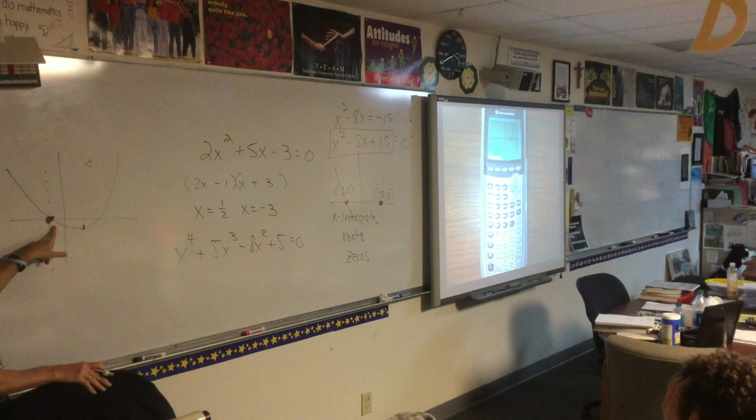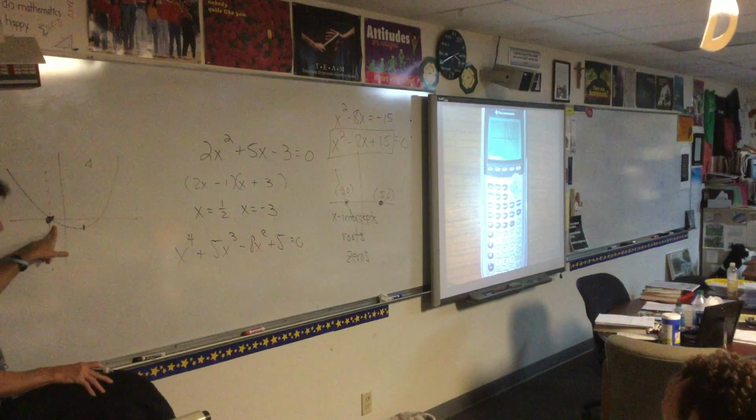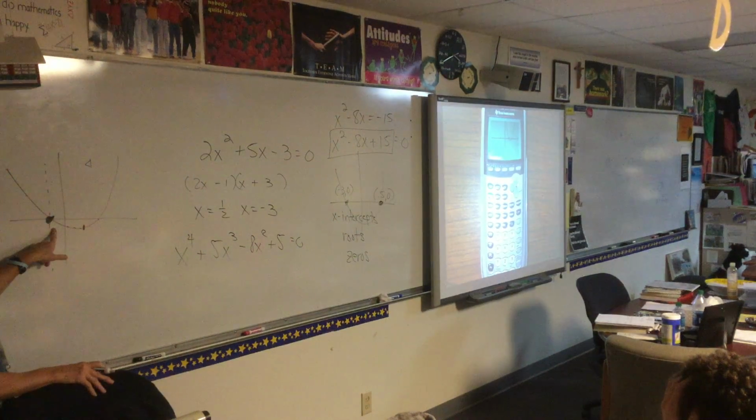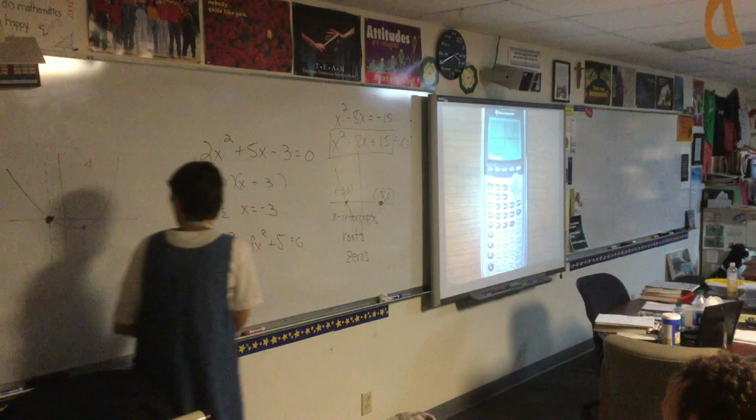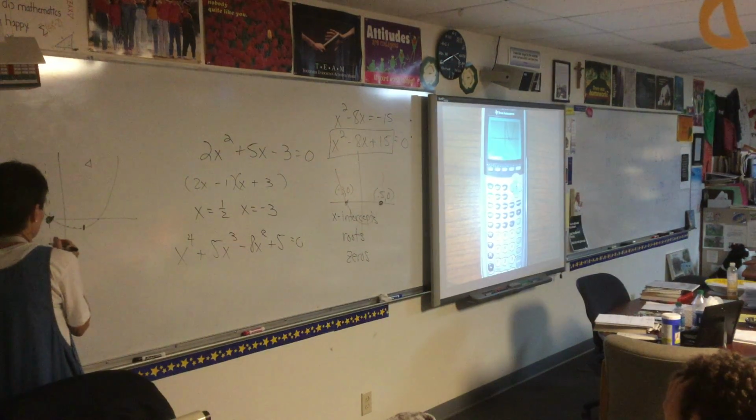You may not be able to get it on it, and that's fine. Just get it in there close, and then the calculator will put it on it for you. So what did it say? Where was that first 0 there? That was a 3?